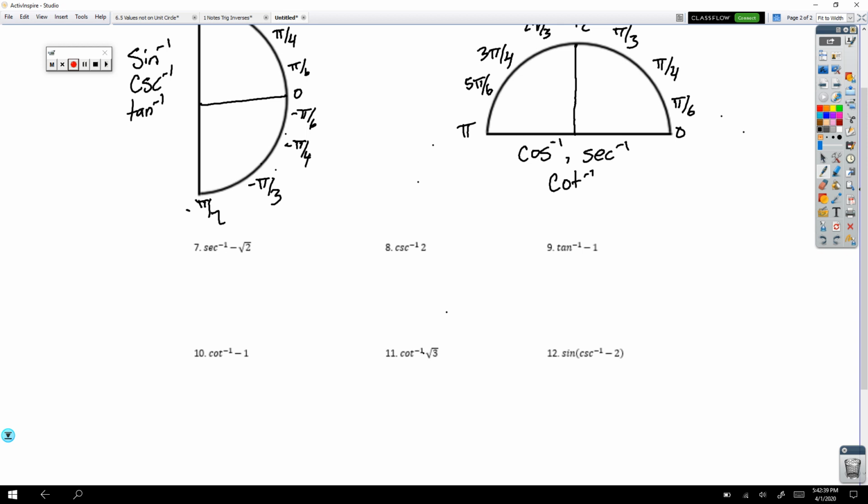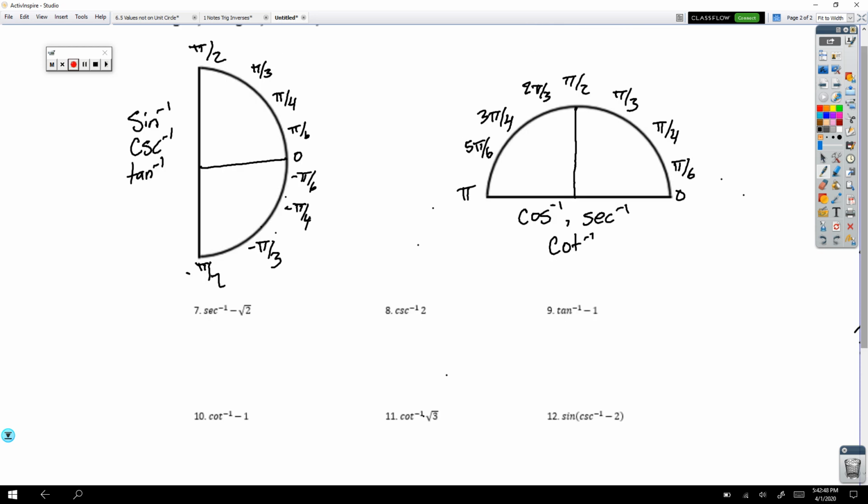So, when dealing with the other 4 trig functions, the first thing we want to identify is which half circle am I using. So, looking at number 7 here, it's asking me to find the secant inverse of negative square root of 2. So, secant means I'm going to use my horizontal half circle, and it's negative, so it's going to put me in quadrant 2.